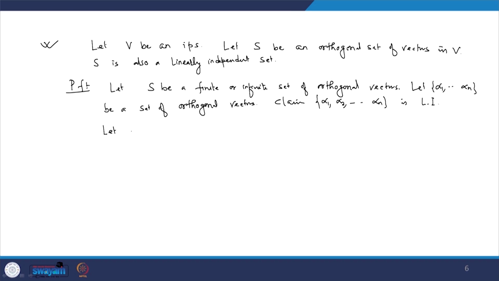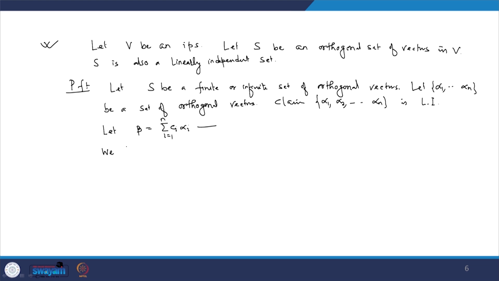Let beta be a linear combination of alpha 1, alpha 2, up to alpha n. Beta equal to sigma C I alpha I, I equal to 1 to n. So, I have taken a linear combination of these vectors. I have to show that beta equal to 0 implies all C I equal to 0.